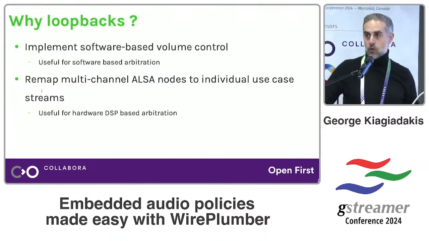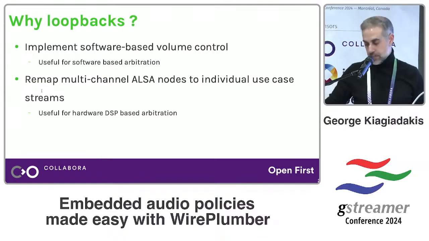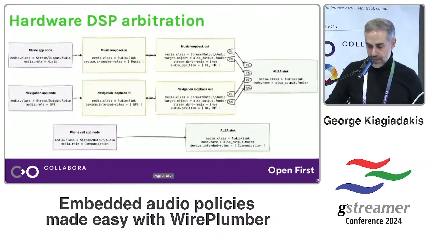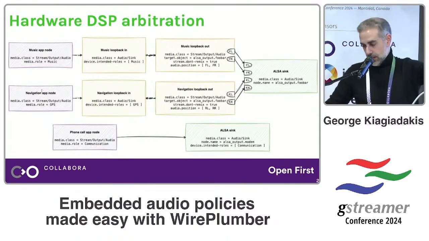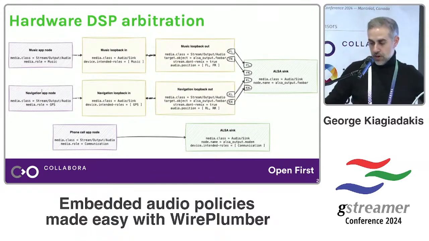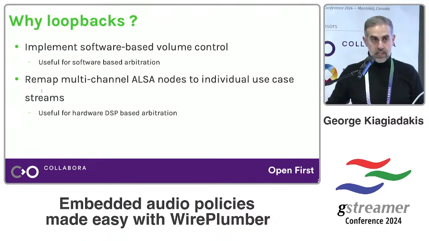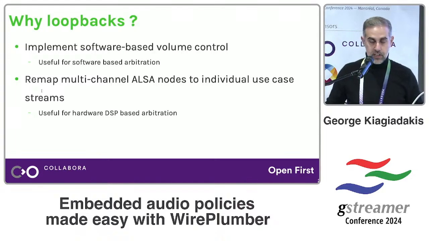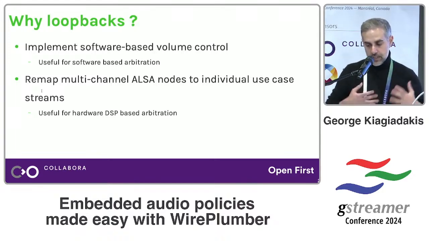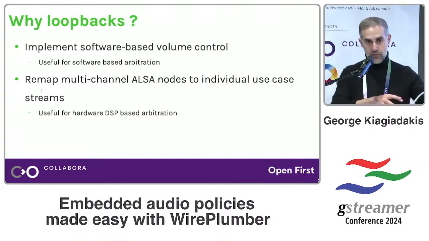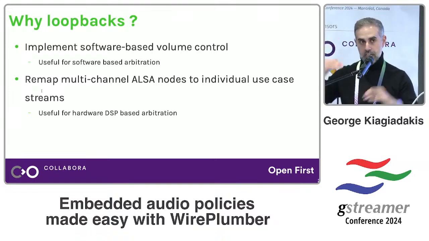Now, you may ask, why loopbacks? Why do we have the loopbacks in the first place? Because if we are, let's say, directing streams to ALSA directly and let the hardware DSP do its work, why have the loopbacks? So for the software-based arbitration, we actually use the loopbacks to implement volume control. This is the reason that we introduced those loopbacks in the first place, because we want a way to have volume control per use case and not per stream. So you can have multiple music applications that go to the same loopback, and then we can control the volume of all of them as one thing.